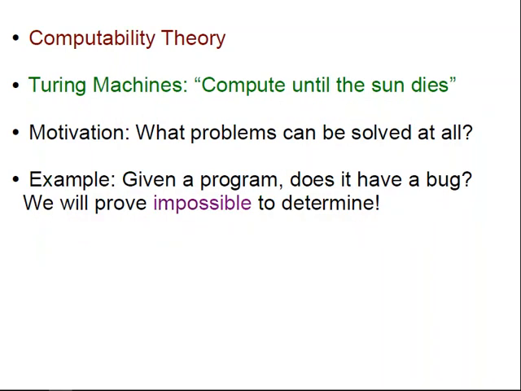Then we're going to move to computability theory, and specifically we're going to look at the type of machines which are called Turing machines, because they were invented by Turing. It's a model of computation that you can think of as basically having unlimited computational power. So you can, in a sense, compute until the sun dies. Okay, you can compute for an exceedingly long time.